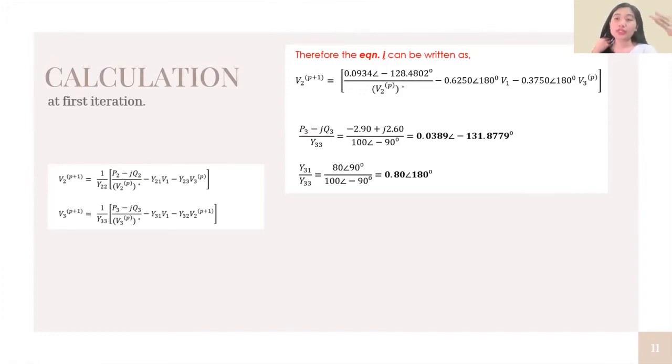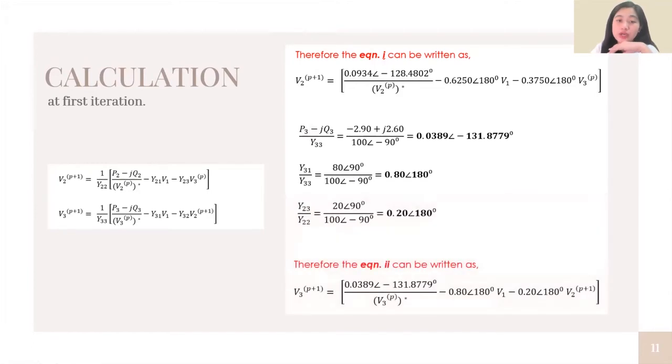So by means of dividing these two values, we will arrive at an answer of 0.0389 at an angle of negative 131.8779 degrees. So next up is our y31. This y31 divided by y sub 33, or our admittance 33. So our value is 80 at an angle of 90 divided by 100 at an angle of negative 90. So that will be equivalent to 0.80 at an angle of 180.